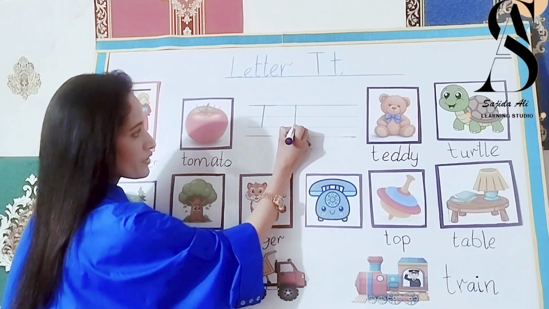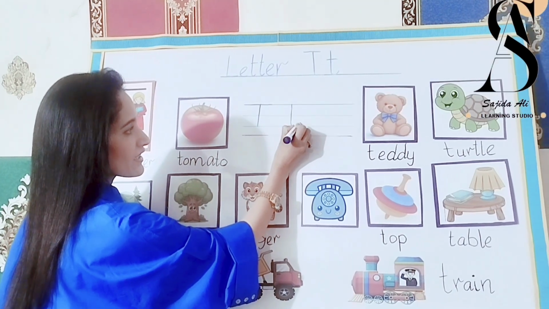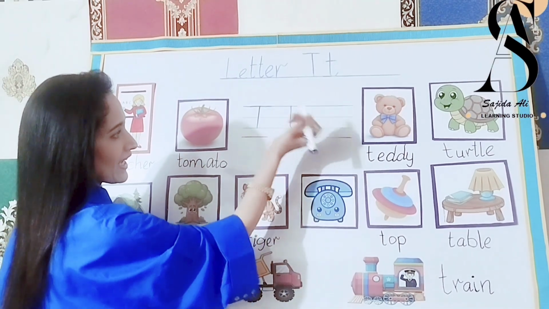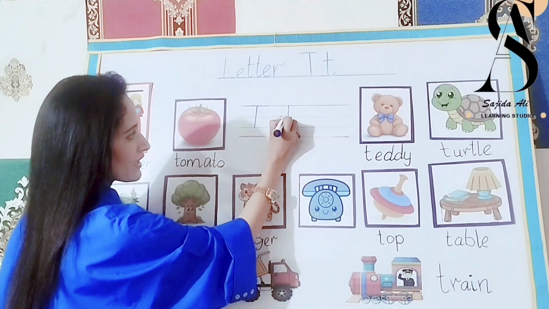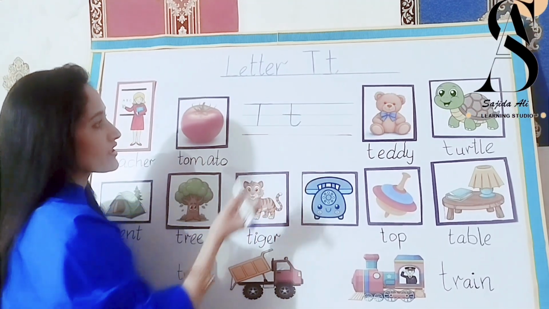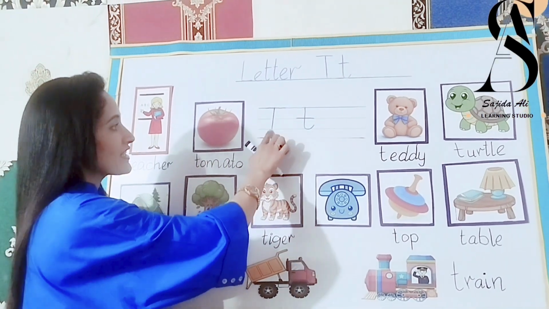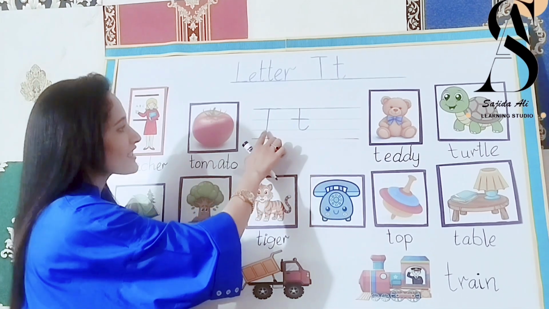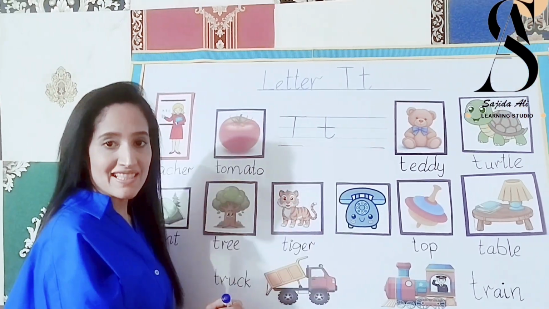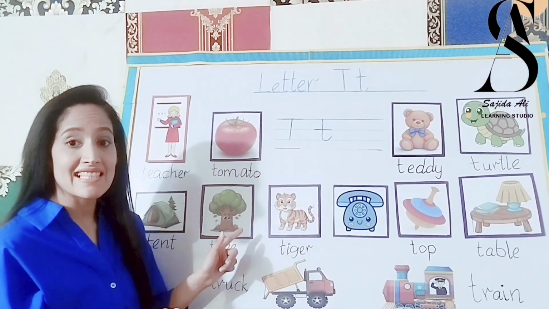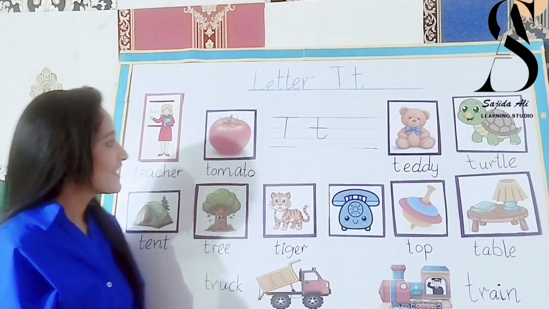And let's learn how to write T. Standing line on first 3 lines and a curve upside. And then make a sleeping line on the middle line. It's T. T says T. Now practice some vocabulary words that start with T.